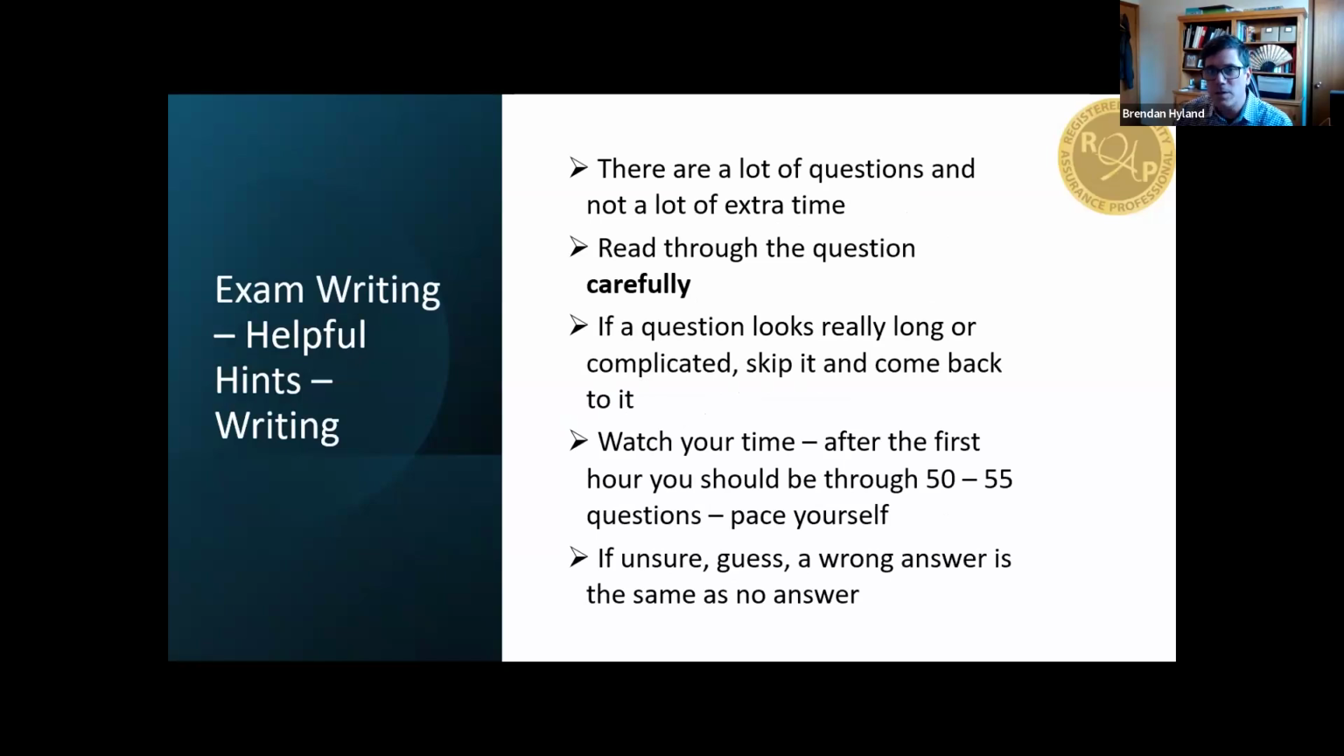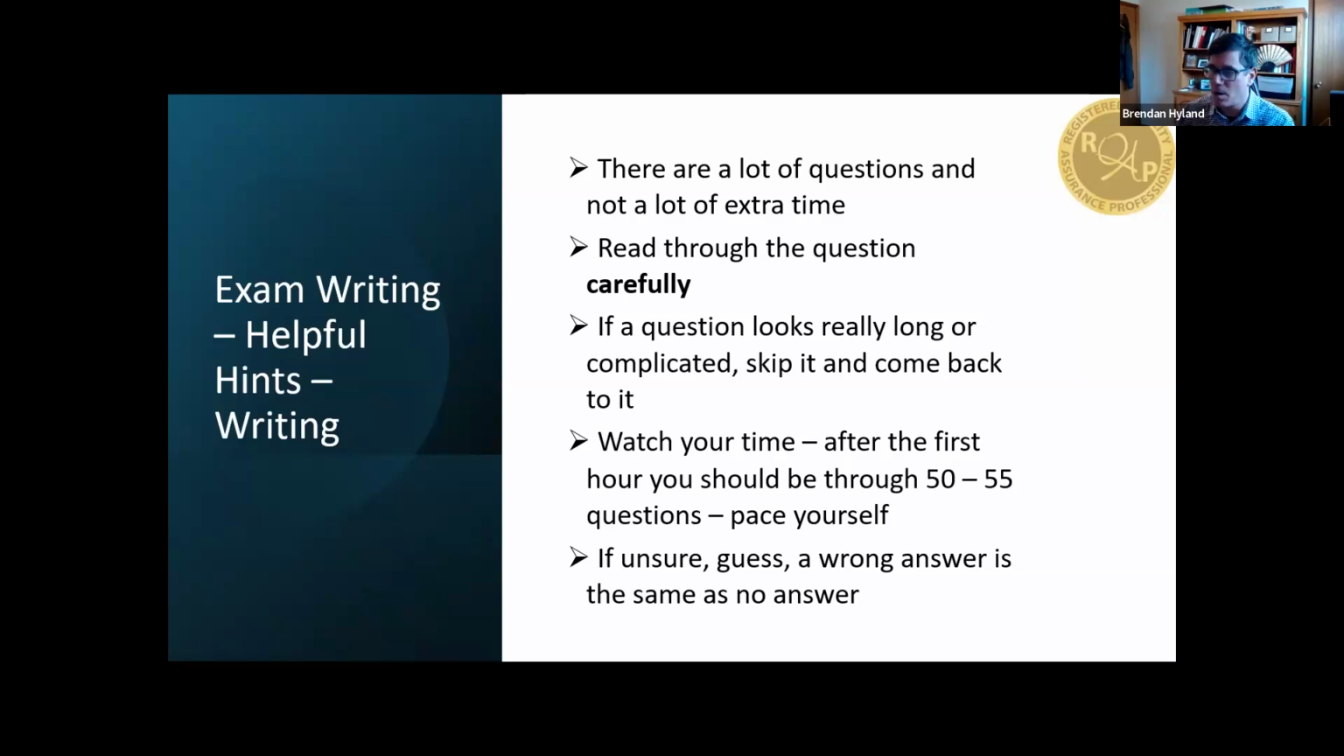There are a lot of questions and not a lot of extra time, so we recommend you read through each question carefully. If the question looks really long or complicated, skip it and come back to it later. Start with the ones that you can answer immediately. Watch your time. After the first hour, you should be through 50 to 55 questions. So pace yourself. And if you're unsure, then guess. A wrong answer is the same as no answer.